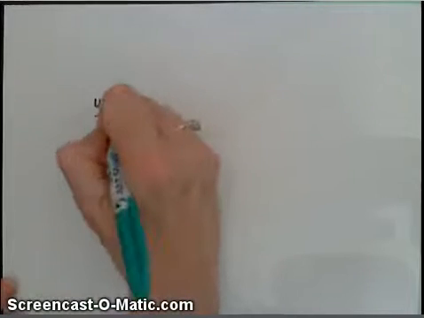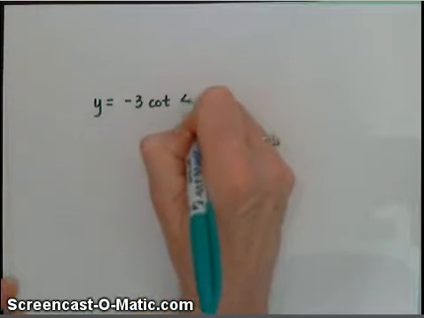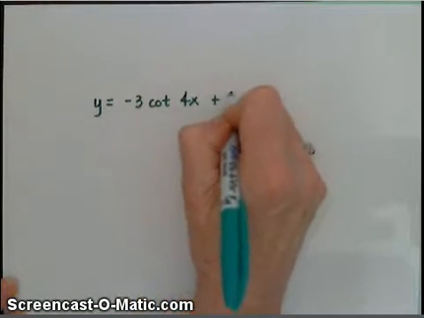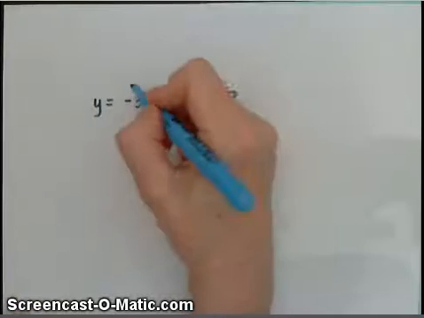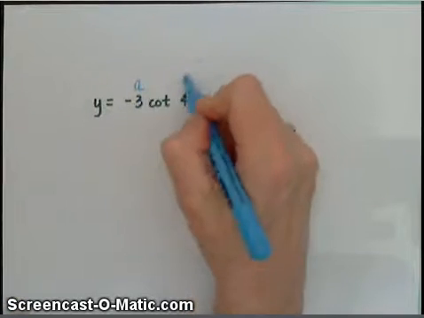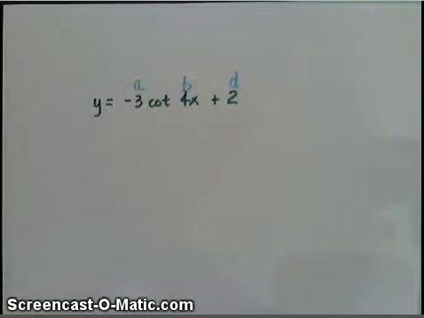Let's look at y equals -3 cotangent 4x plus 2. That's got a little bit of everything except a horizontal shift. This is A, this is B, this is D. Let's see if we can get this. We're going to graph it in stages.